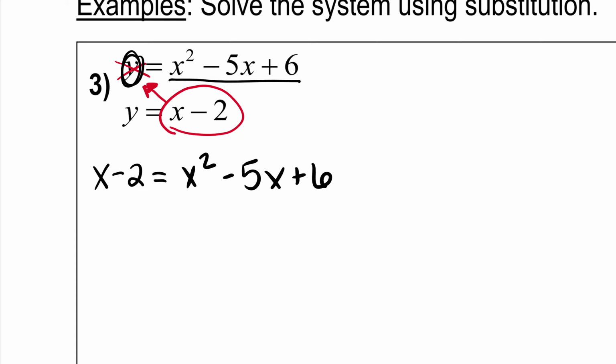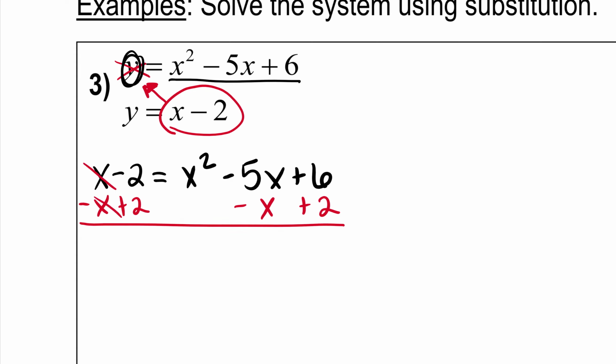Now I want to get everything on the right side, so I'm going to add 2 to both sides and subtract x from both sides. These all go away on the left. On the left side of the equation, I have 0 remaining, because there's nothing there. And this gets brought down. I didn't change that one. -5 minus 1 is -6. 6 plus 2 is 8.